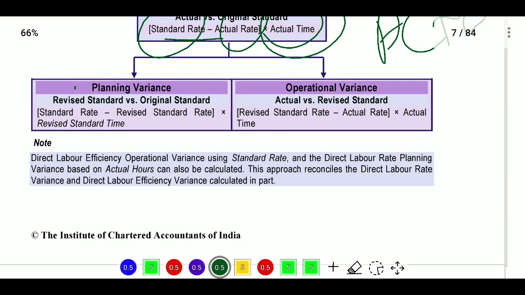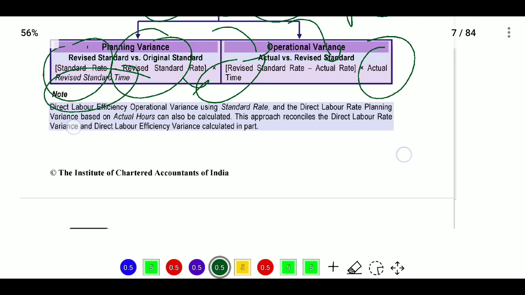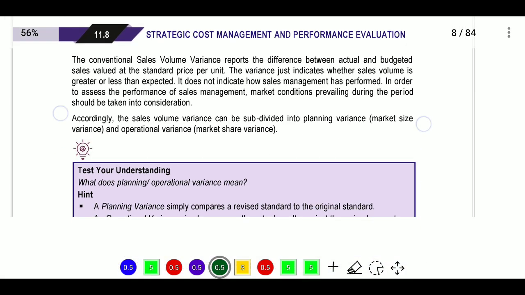Next, planning variance: firstly standard rate minus revised standard rate, into revised standard time. Next, revised standard rate minus actual rate. Firstly we take the revised standard rate and after that the actual rate. And for quantity, always take actual time.